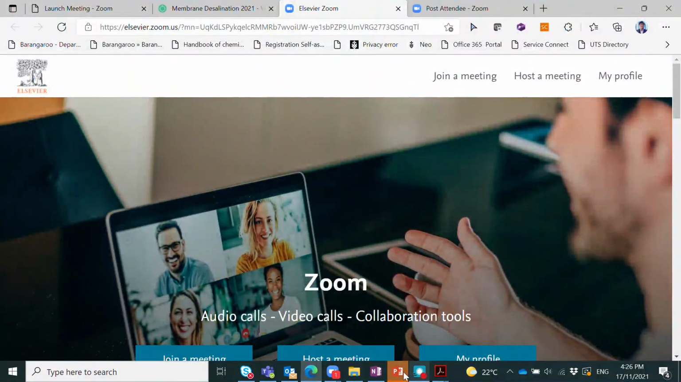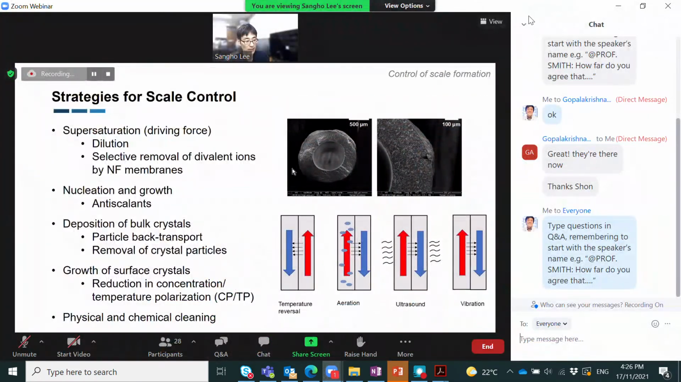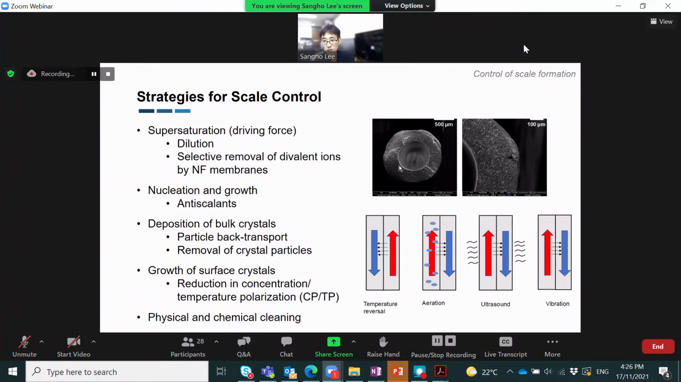After that, what we can do is cleaning of the membranes. So in each case, for taking care of the supersaturation, we may dilute the feed solution, or we may use NF membranes to separate the divalent ions. Although they have some potential, I'm not going to talk about those parts because that's not a problem of membrane distillation.